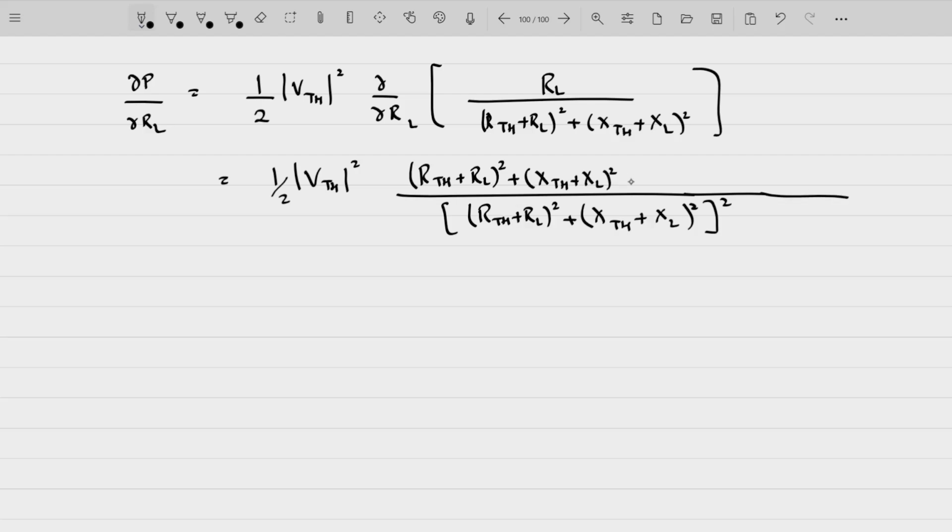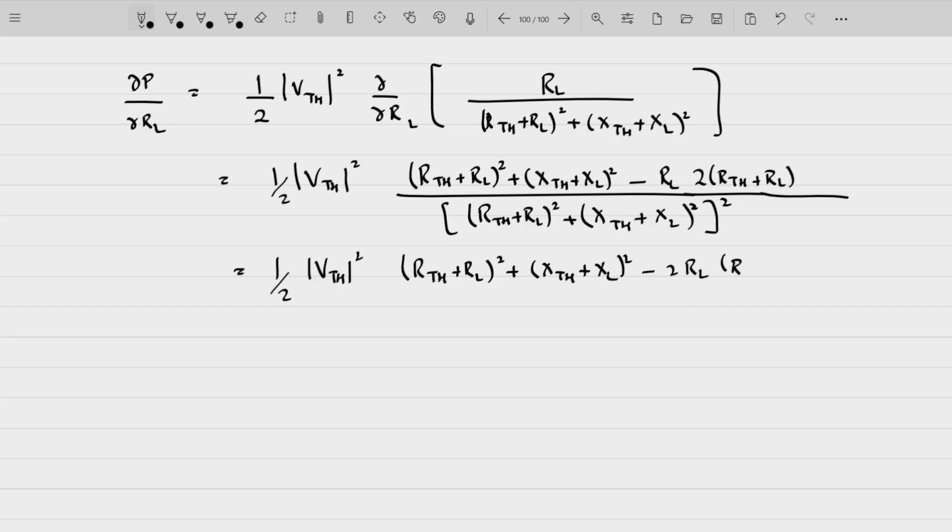Differentiation of RL will be 1 minus RL, and the differentiation of V, that is 2 (RTH plus RL), times 1 half of VTH square, over (RTH plus RL) square plus (XTH plus XL) square, minus 2 RL (RTH plus RL).